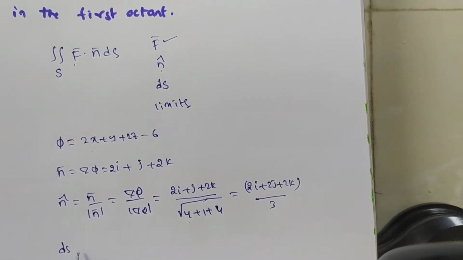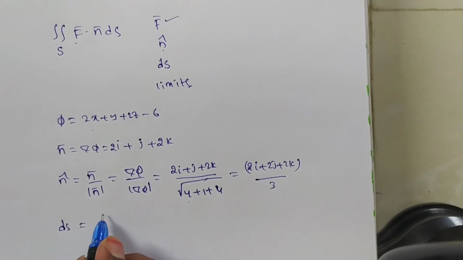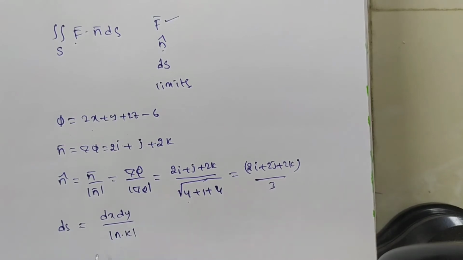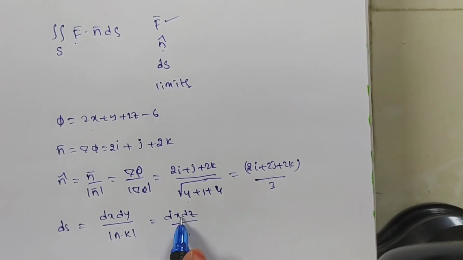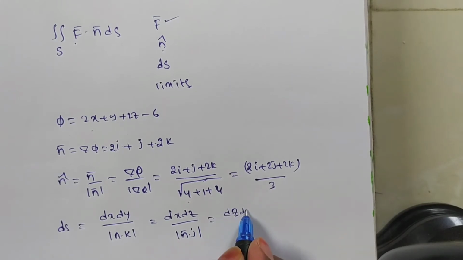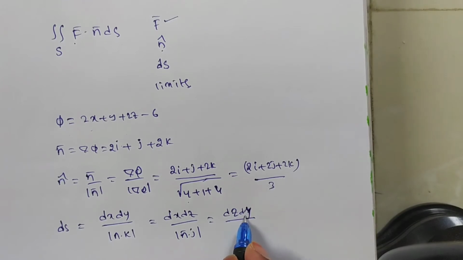dS means here three projections you have. What are those? dx dy by mod n bar dot k for the xy plane. Next, dx dz by n bar dot j, since y is missing. Next, dz dy by n bar dot i, since x is missing. So any one of them you have to take.